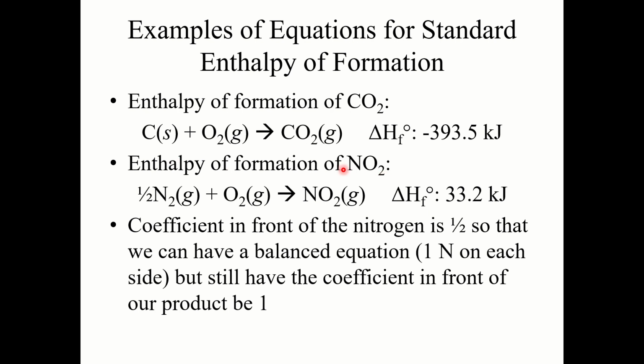Or if we were to write this for NO2, again, we want our product to just be 1 mole of NO2. So the natural forms, or the elemental states, of nitrogen and oxygen are as diatomic gases. So this would be 1/2 N2 plus 1 O2 forms 1 mole of NO2. Remember, the coefficient in front of the nitrogen is 1/2, so that we can have a balanced equation but still have the coefficient of our product be a 1.